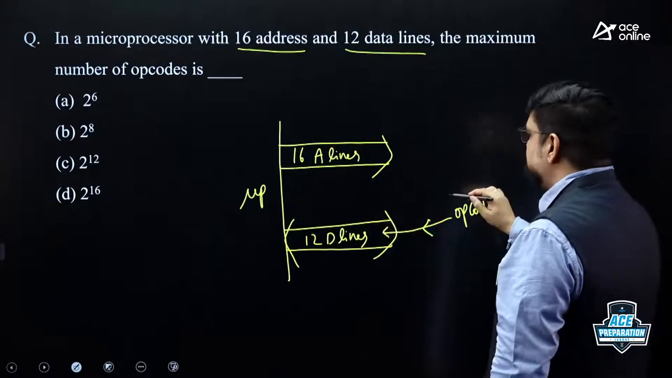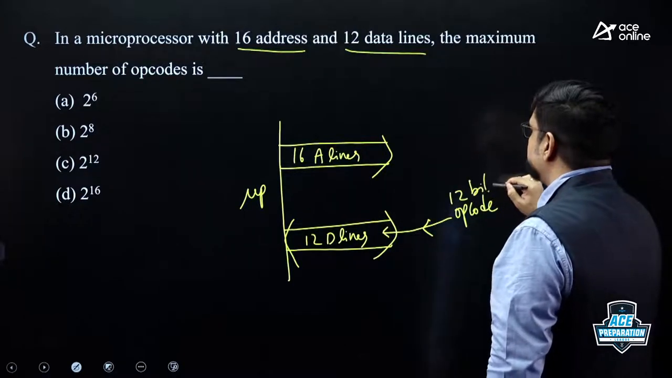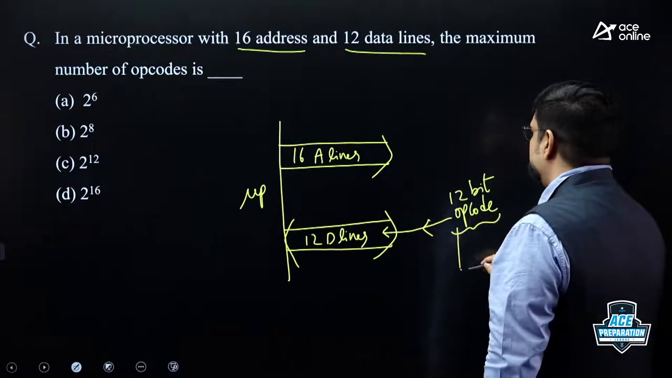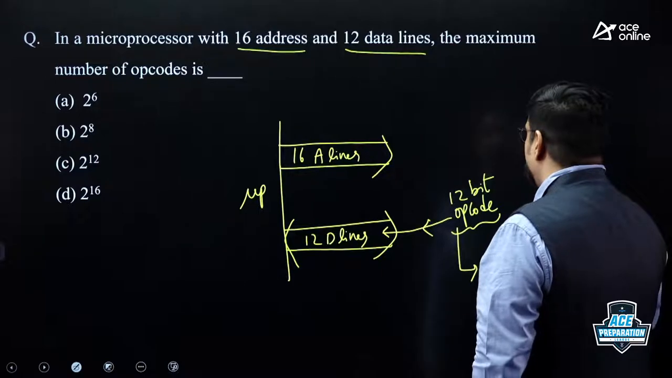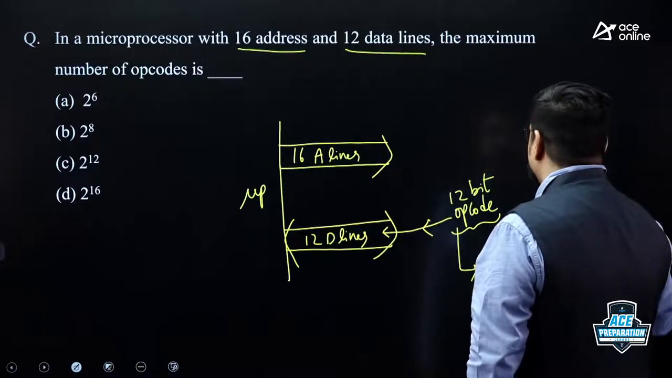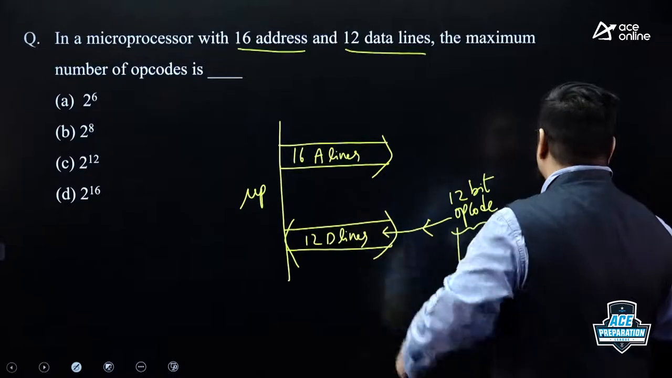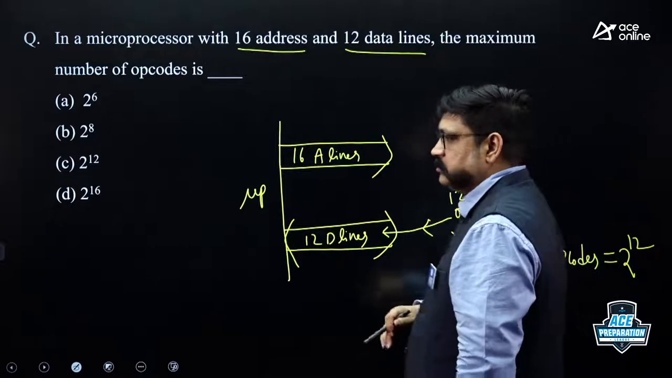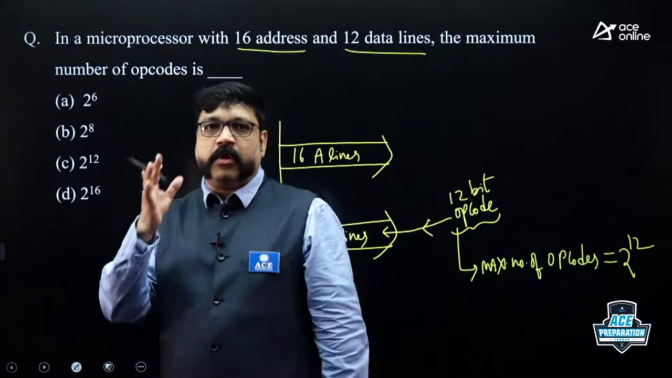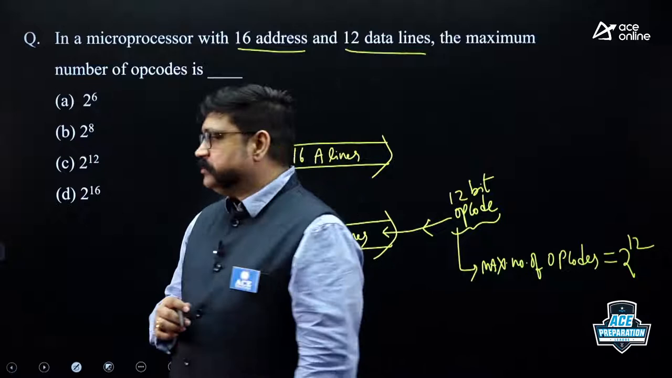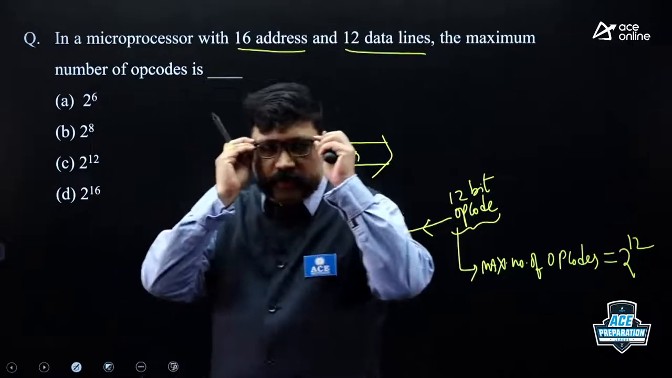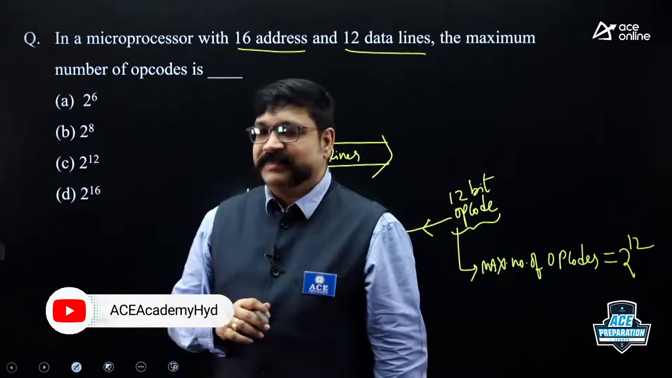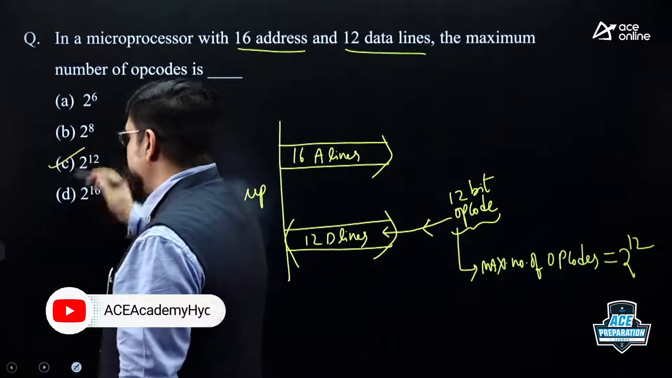So when 12 data lines are there, how many bits of opcode can it receive? It can receive a 12-bit opcode. So if 12 bits are there in the opcode, the maximum number of opcodes, as given in the question, is 2 power 12 combinations. Not 2 power 16. 2 power 16 is the addressing capacity. Anyway, 2 power 12 is the answer, please.